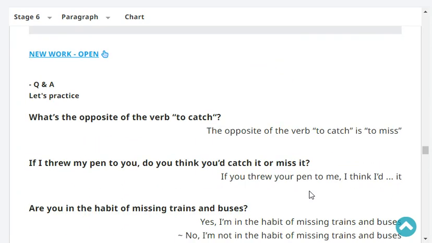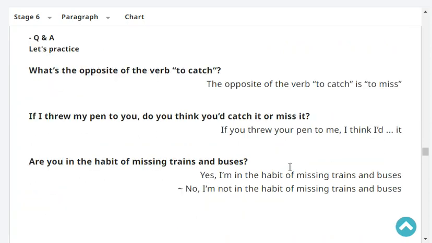Okay, next. What's the opposite of the verb to catch? The opposite of the verb to catch is to miss. If I threw my pen to you, do you think you'd catch it or miss it? If you threw your pen to me, I think I'd catch it.